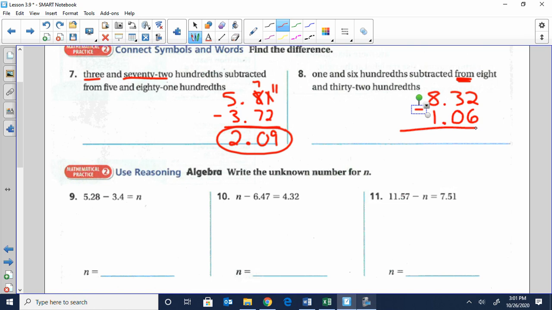2 minus 6 in the hundredths place, you cannot do, so we borrow from the tenths. 2 becomes a 12 here. 12 minus 6 is 6. 2 minus 0 is 2. And in the ones place, 8 minus 1 is 7. And our answer is 7 and 26 hundredths.